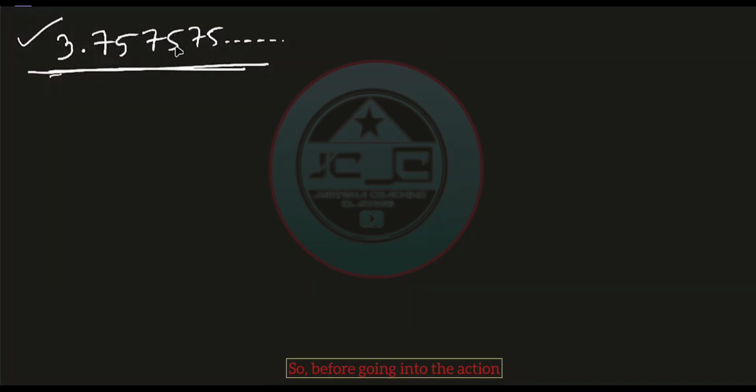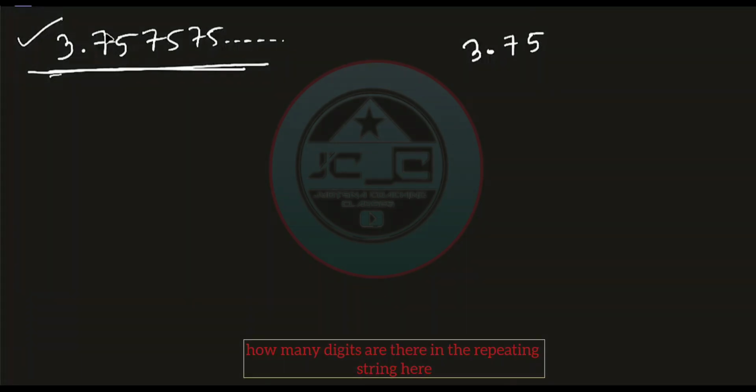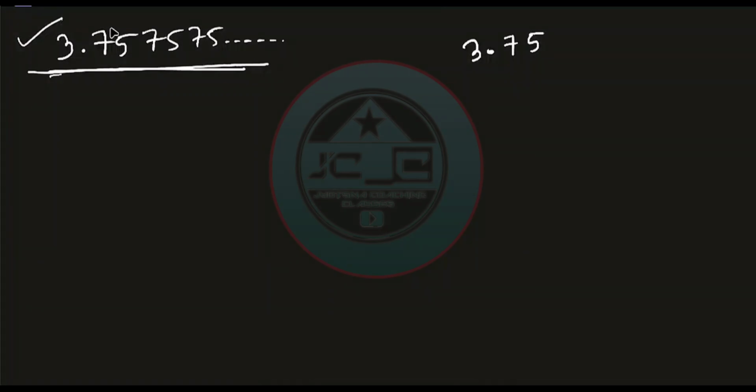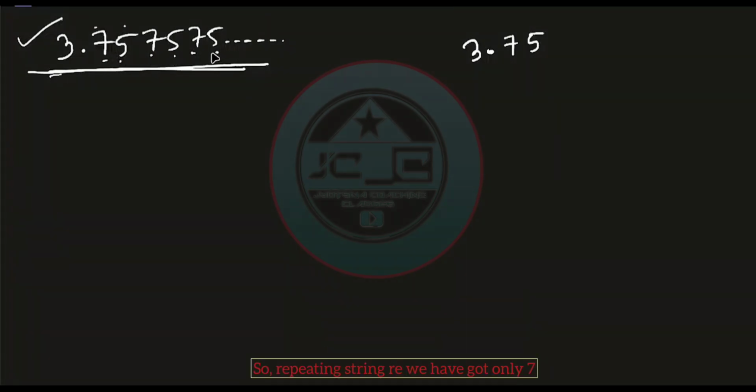So before going into the action, we must know how we should write recurring numbers. If this is 3.757575, how many digits are there in the repeating string here? There are 2 digits, 7 and 5. After 7 and 5 we again get the same 7 and 5, 7 and 5. So the repeating string we have got is only 7 and 5, which are after the decimal point.